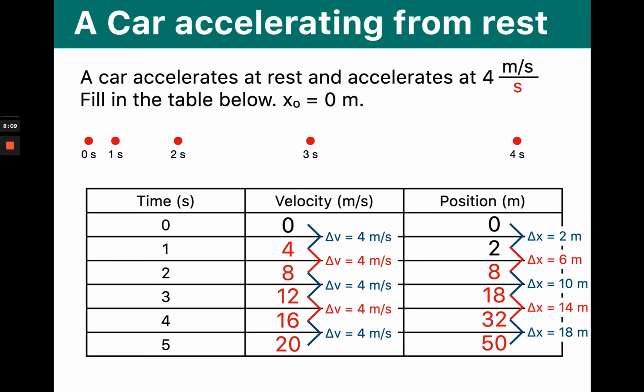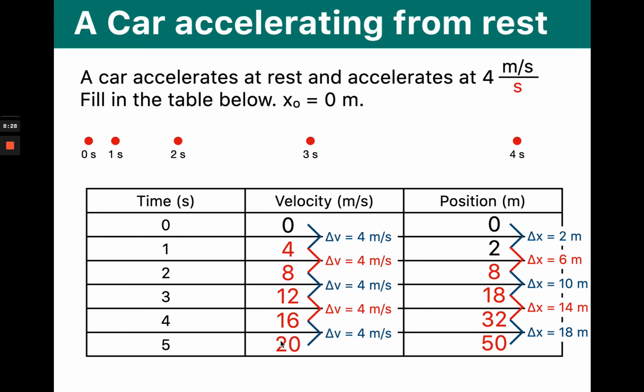Every second it's traveling a greater and greater distance, right? Because it's speeding up. Of course it's going to travel 18 meters because here it's moving fairly fast. It's moving 16 or 20 meters per second. So of course it travels a great distance in the last second.